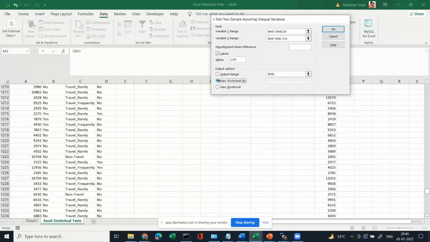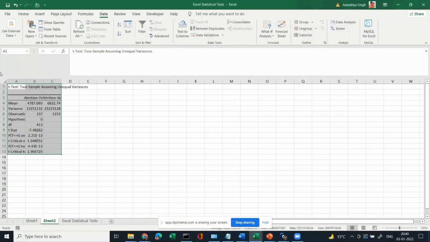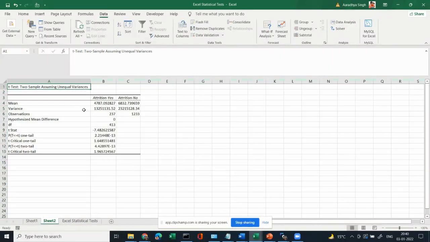The output, I want it in the new window, so I've selected this, and now I'll click on OK. So this is the result of the t-test for two samples assuming unequal variances. If you look at the p-value for one tail, our test said that we have to do a t-test for two samples, but it is going to be a one tail test. The reason that we stated a little while back was because in our alternate hypothesis we had a less than symbol. So if it has a less than symbol in the alternate hypothesis, we will do a one tail test on the left side of the tail.